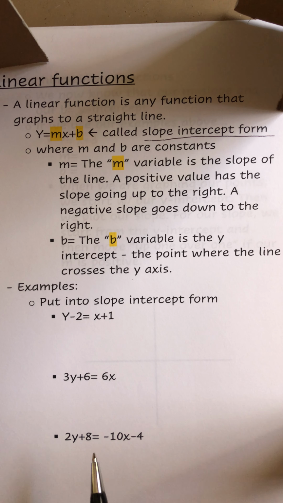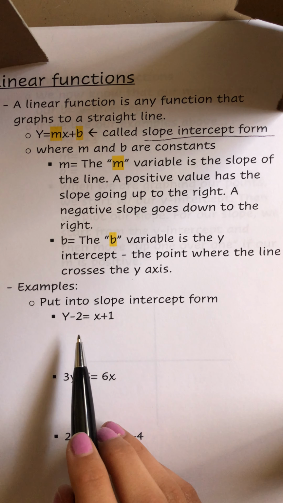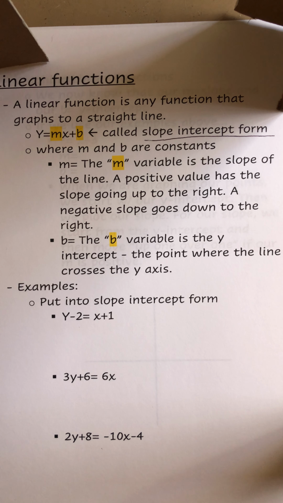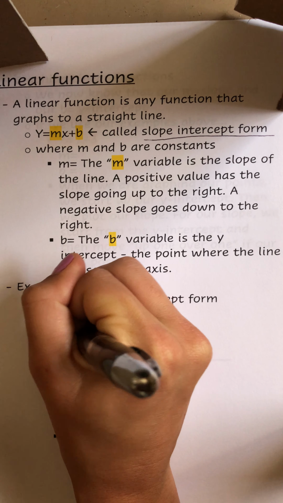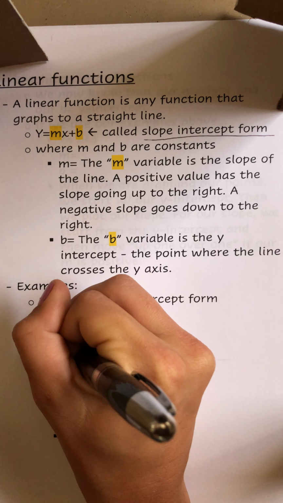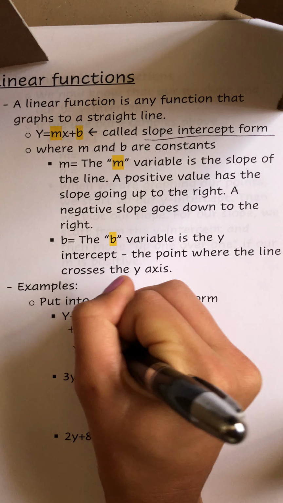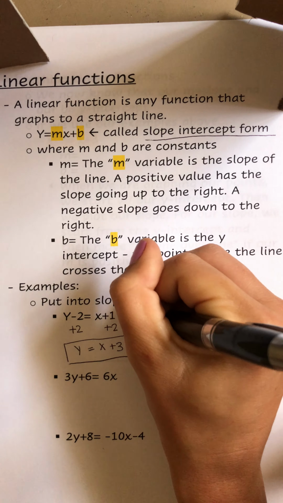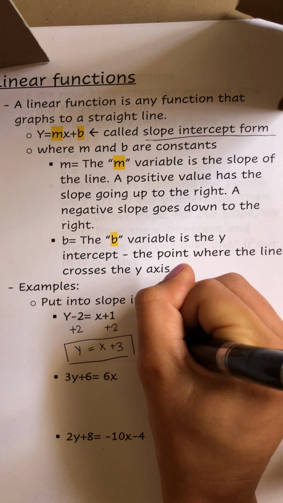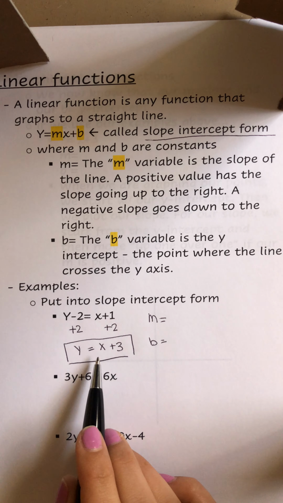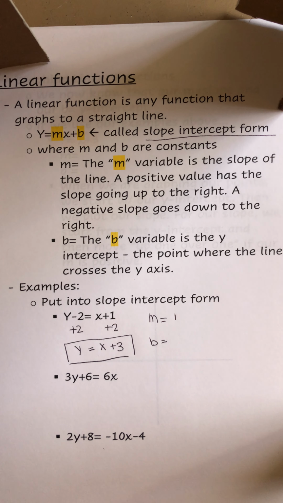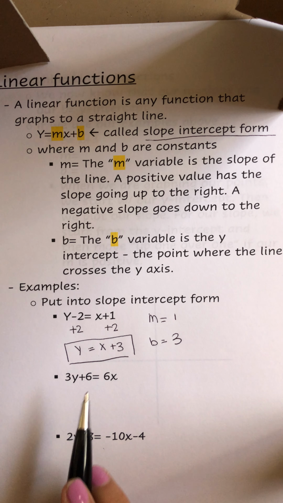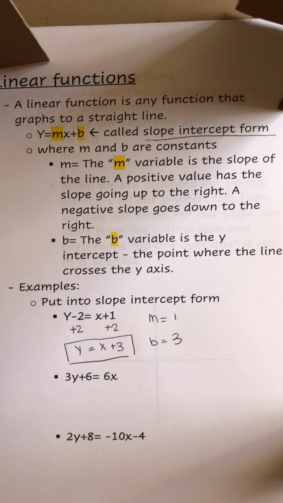Alright, so now we're going to be doing some examples where we put these functions into slope-intercept form. So all we're going to be doing is adding 2 to each side. So then that gives us y equals x plus 3. So then we have our m and our b. Our m is going to be 1, and our b is going to be 3. Alright, now you guys get to do the next 2 on your own.